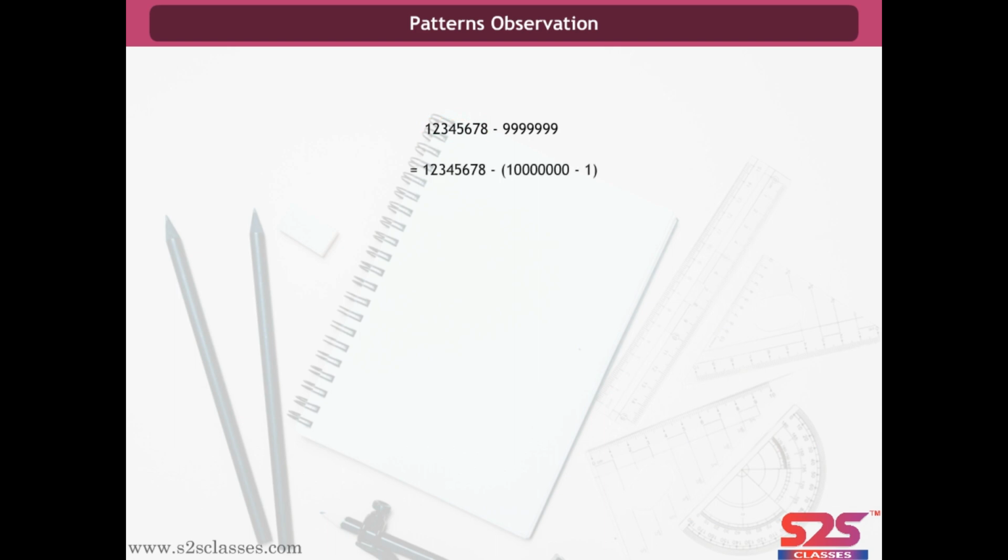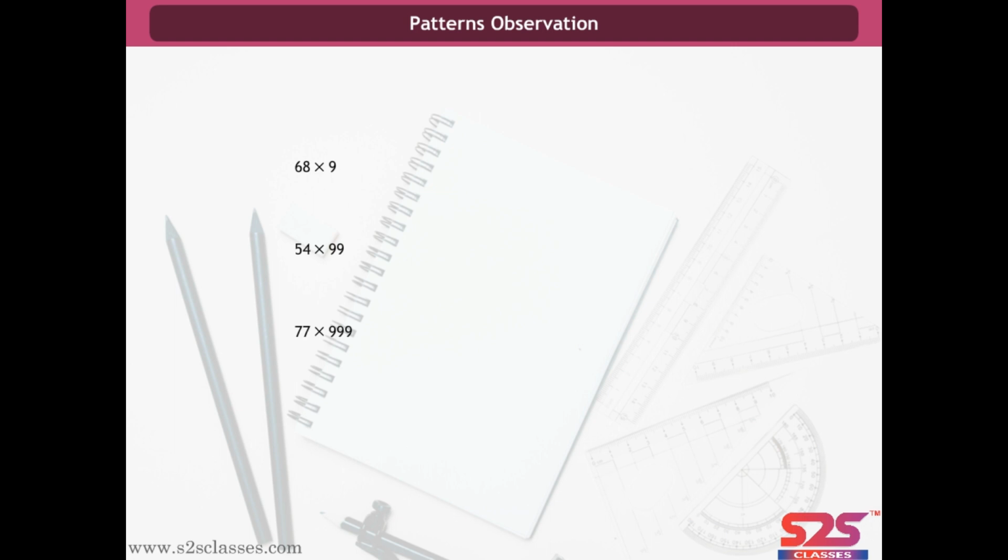Coming back to the original expression, we again write 99,99,999 as this, and then open the brackets to simplify the expression to obtain the value 23,45,679. Now let us observe another pattern involving multiplication of nines.